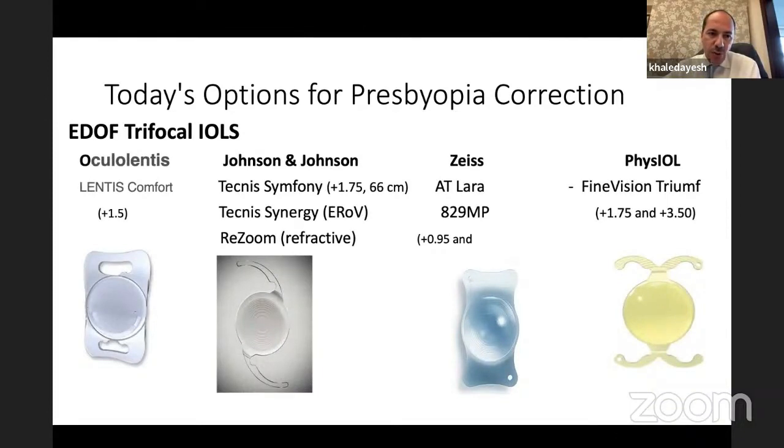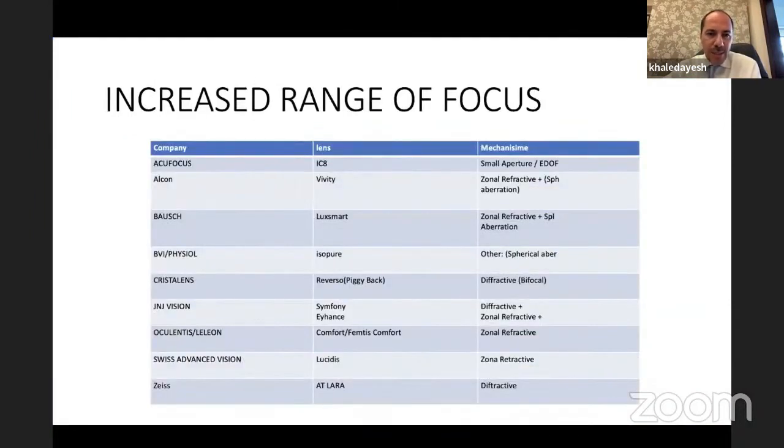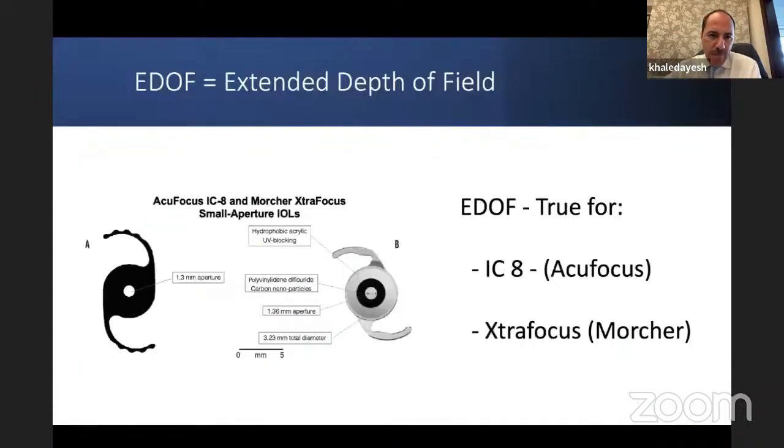We have Johnson & Johnson. They have the Tecnis Symfony, Tecnis Synergy, and the ReZoom. Zeiss, they made the AT LARA, and Physiol, they had the FineVision Triumf. So these are trifocal EDOF lenses. There are many ways of classifying the premium IOL, like full range of focus. I will not go through these, or the increased range of focus.